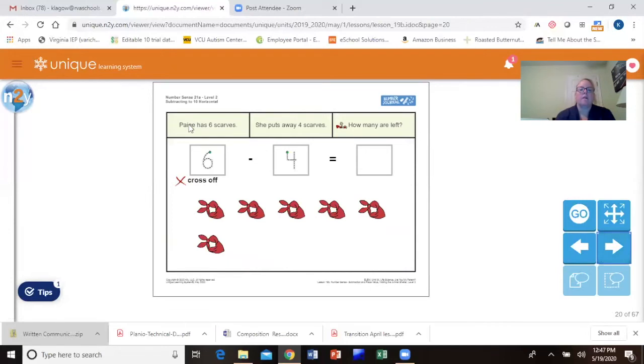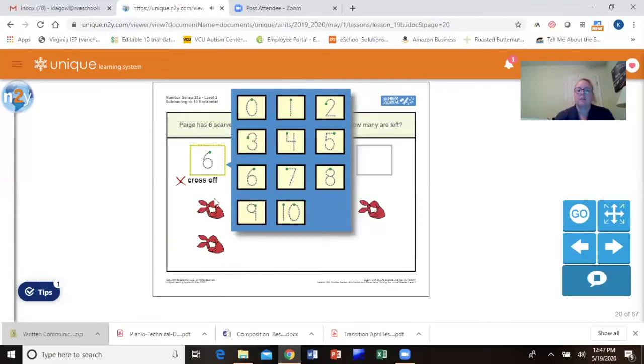There we go. Paige has six scarves. There's six. Who can match the number six? Point to it or trace it with your fingers along the dots. If you pointed here, you are correct.